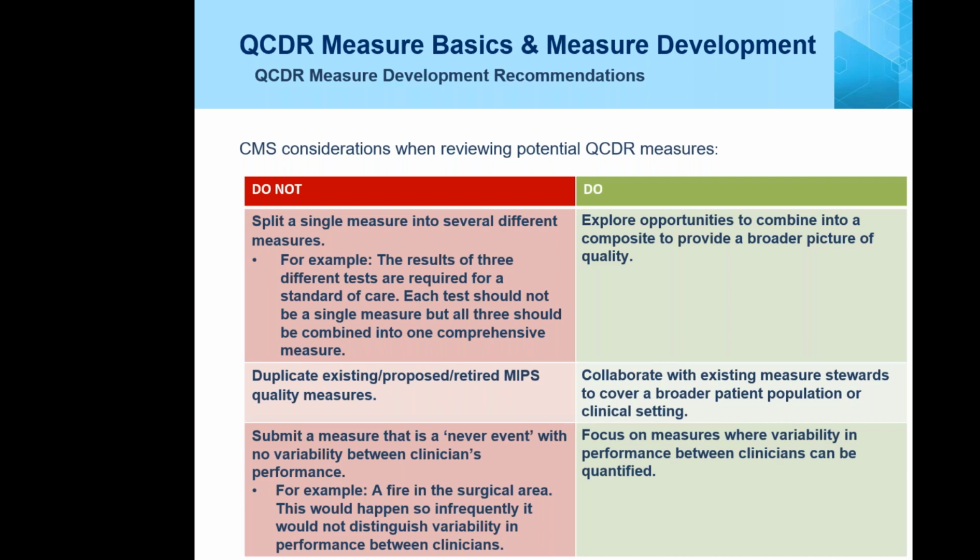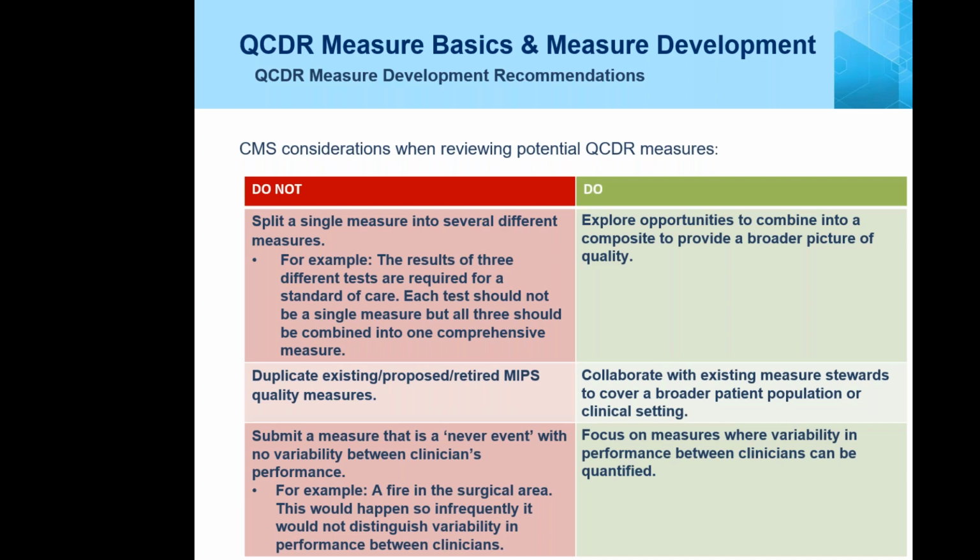So this comprehensive all or none measure is preferred over having 4 individual measures for each component. You can also do this as different strata so that you are then able to give feedback to the clinician that says, you know, you're meeting 3 of these strata consistently, but there's that one that's keeping you from having a high performance score. Do not duplicate existing proposed retired MIPS quality measures. And that means QCDR measures, clinical quality measures, or electronic clinical quality measures. You really want to collaborate with existing measure stewards to cover a broader patient population or clinical setting.